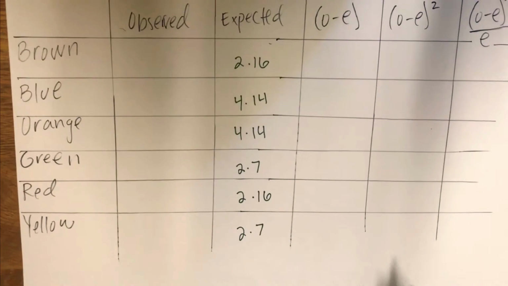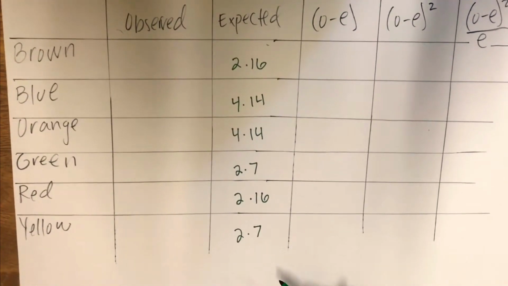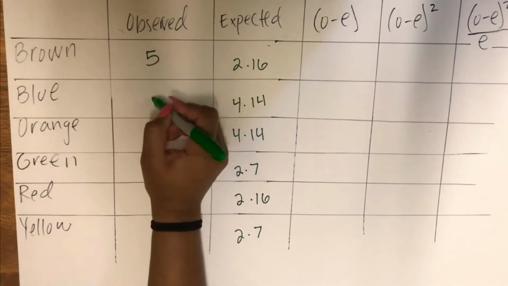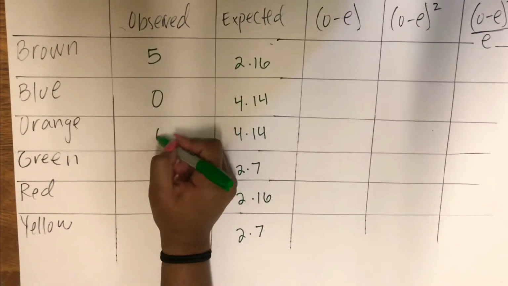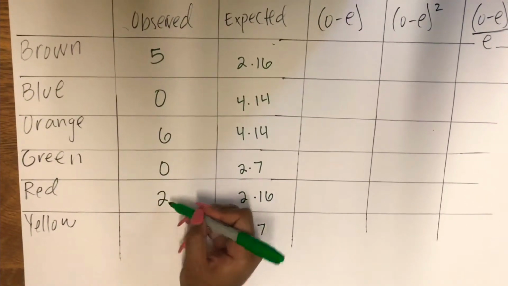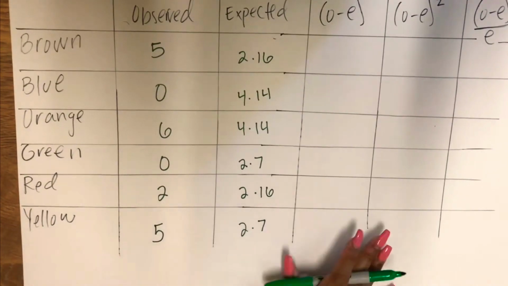So how we found how many M&Ms should be in a packet, we got our total of M&Ms in the packet that we opened, which was 18, and then we multiplied it with the percentage that the company gave us. But from what we got in ours, we have 5 brown M&Ms, we have 0 blue, we have 6 orange, we have 0 green, 2 red, and 5 yellow.